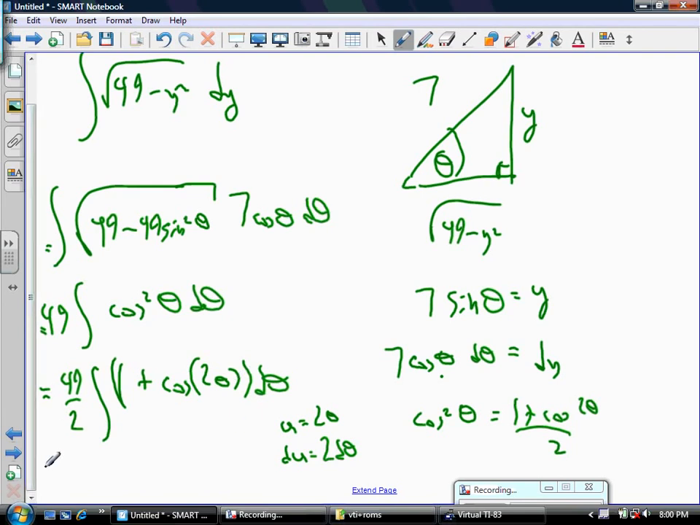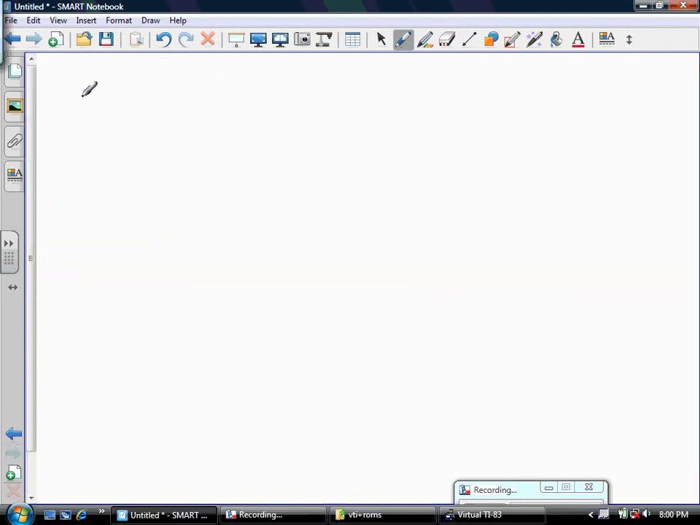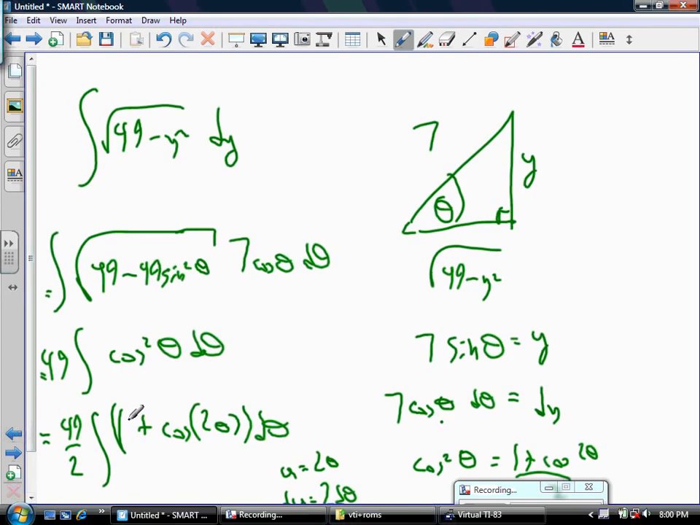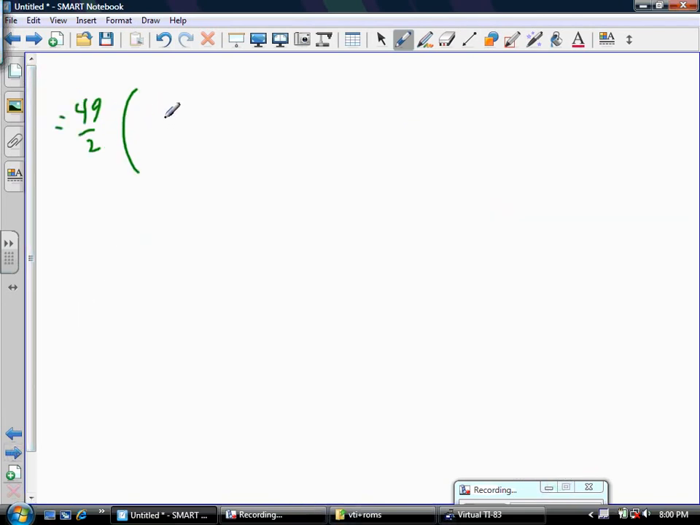So I get, let me put this on the next page, 49 halves of... by the way, we didn't say it, but the antiderivative of 1 d theta is just theta. So we got 49 halves times theta plus the sine of u over 2, plus c.